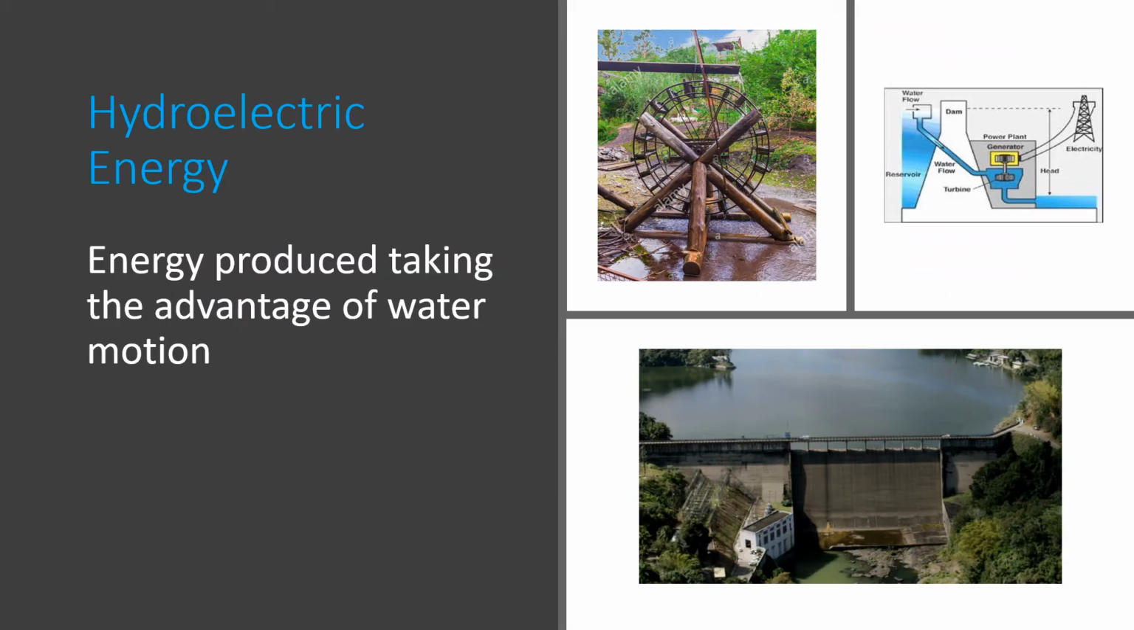Another one that has been used from a very long time ago is hydroelectric energy. If you look at the picture, the first one that we have on the top left is a picture of an old water mill, and it uses the same mechanism. They use the water, and the water motion moves the wheel, moves the mill, and transforms into energy. These are sources of energy that take advantage of the water motion.